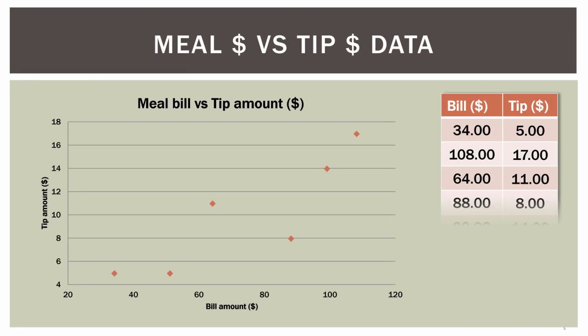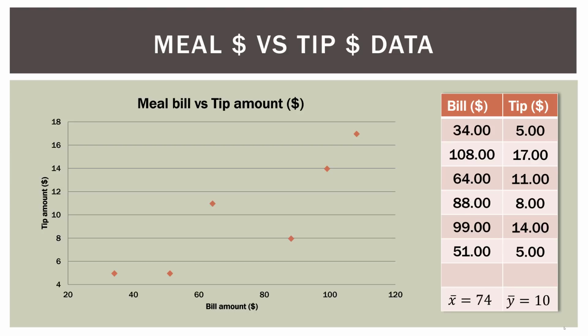So just a quick refresher, here is the data we've been using. If you are new to the channel or the video series, I'm not going to go into great depth, but we're looking at data that involves the bill or meal amount at a restaurant here on the x-axis, and then the tip amount the waiter or waitress received over here on the y-axis. We have 6 data points, not a big data set. So you can see that a bill of $34, the server got a tip of $5, and so forth. The average bill was $74, and the average tip was $10.